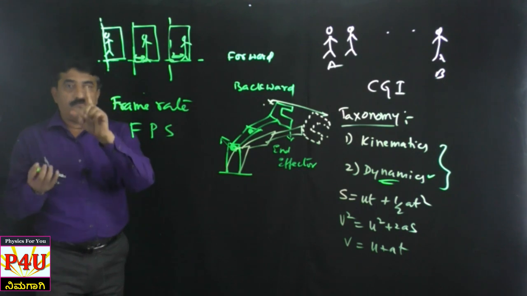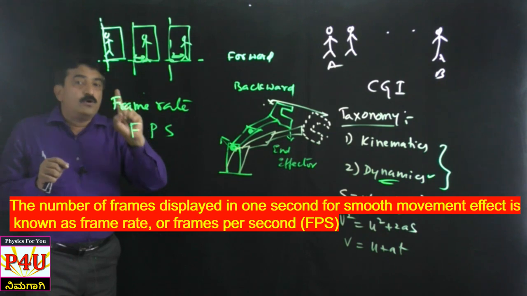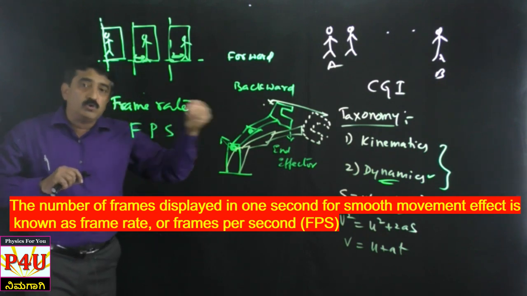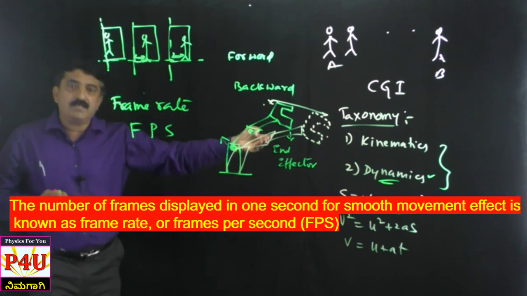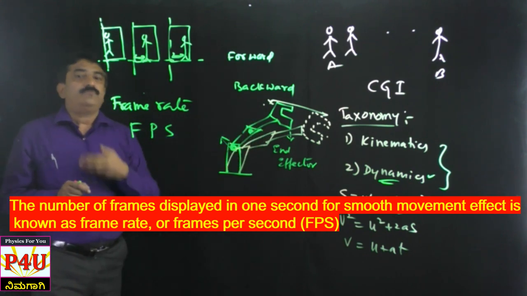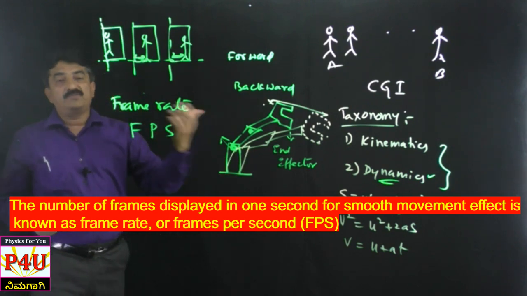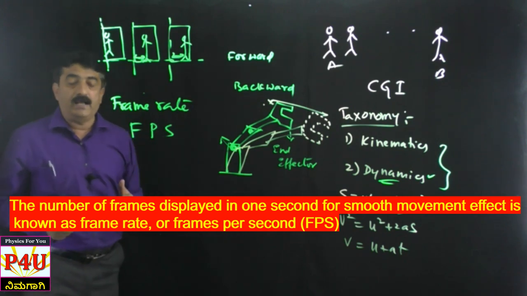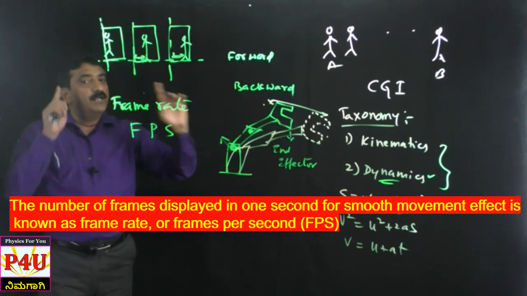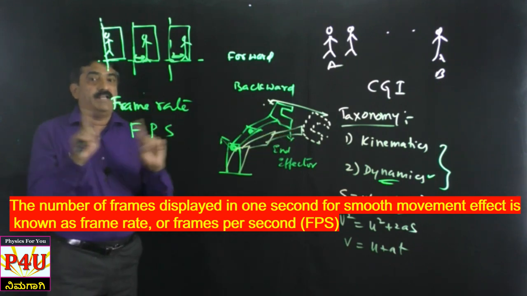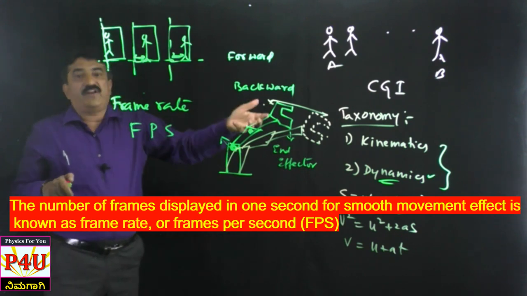So the definition: the number of frames displayed in 1 second to produce a smooth moving effect is known as the frame rate. How many frames you run in 1 second to produce a smooth visual effect is known as the frame rate or frames per second. I said just now, 12. If you run 12 frames in 1 second, we feel that there is a movement, but definitely it is not a smooth movement. For smooth movement, we have to increase the frame rate.